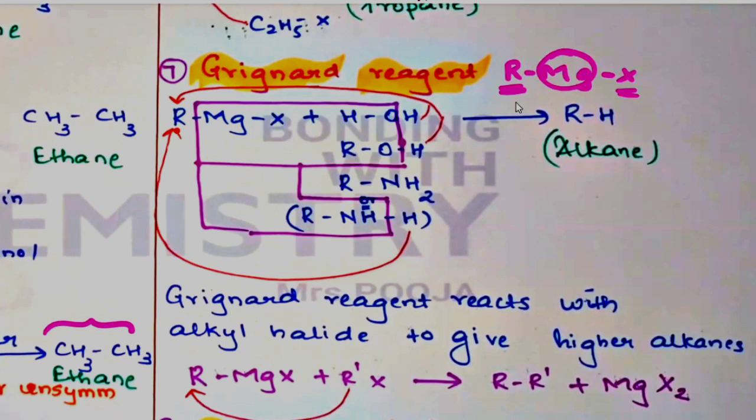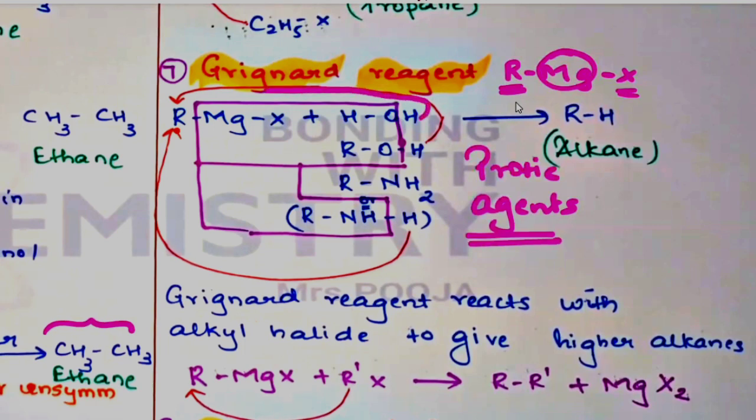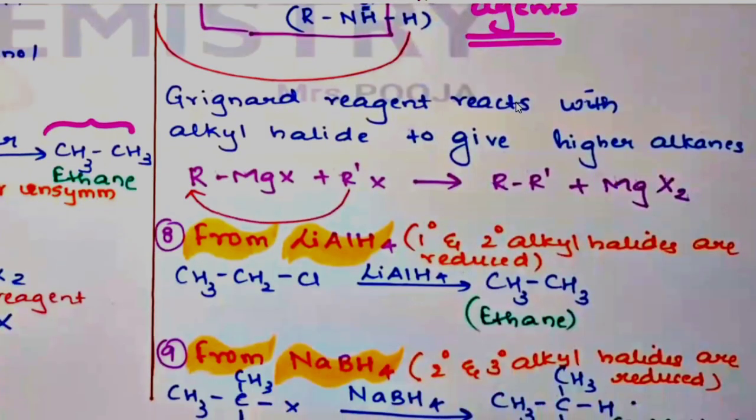Now, Grignard reagent on treatment with compounds containing proton, which we can also call protic reagents. Okay, protic agents which contain a proton. Simply this proton gets added on this alkyl group. So R-H is nothing but alkane. Now which are the protic agents? H2O, ROH, RNH2. Now wherever you find a proton present, that will react with Grignard reagent to give corresponding alkane. Grignard reagent reacts with alkyl halide to give higher alkanes.